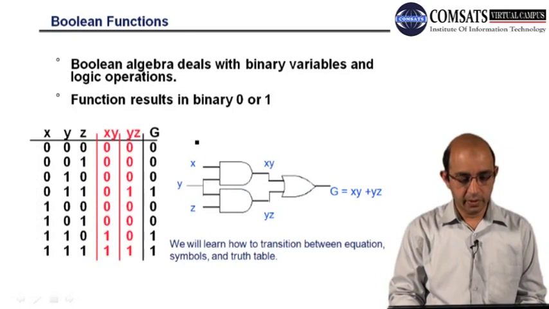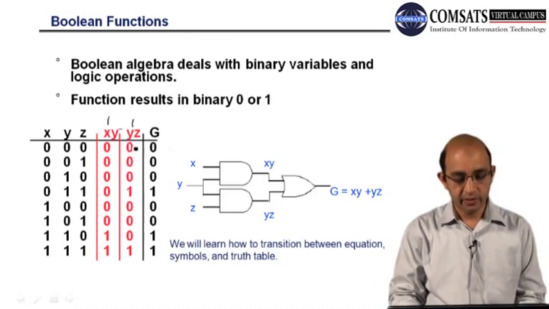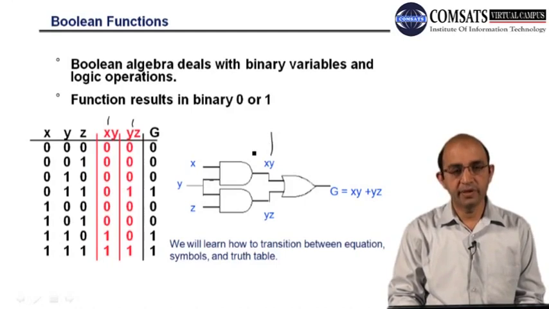Here you can see that this is x and y and this is y and z. Now you are applying the AND operation over here, but the variables are x and y, and the AND operation over here, but the variables are y and z. So this is the output. These are the intermediate stages. You can see we have an AND gate over here, and this is x and this is y. So here we have xy, and this is the middle stage, or intermediate stage. Here we have yz, and then we have added them by using an OR gate.